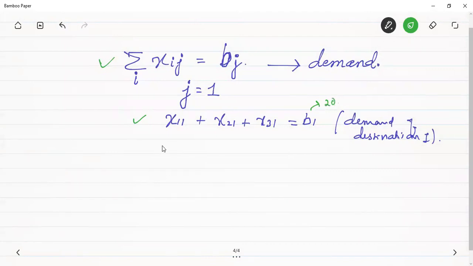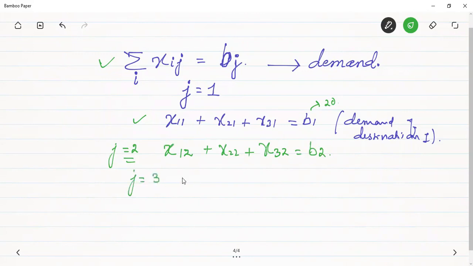Similarly, if I'm going to write the constraints for the other demand points or destination points, then for the another demand point, j will be 2. And it can receive units from the first source, from the second source, and from the third source. And that should be equal to the demand of that particular destination. Similarly, for the third destination, it can receive units from 1, from 2, from 3, and that should be equal to the demand of it, B3.